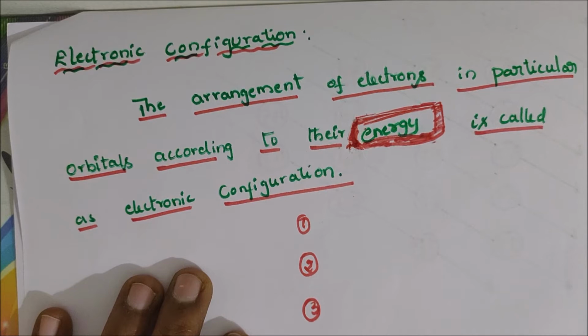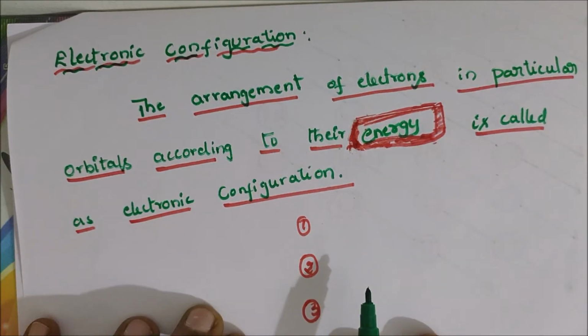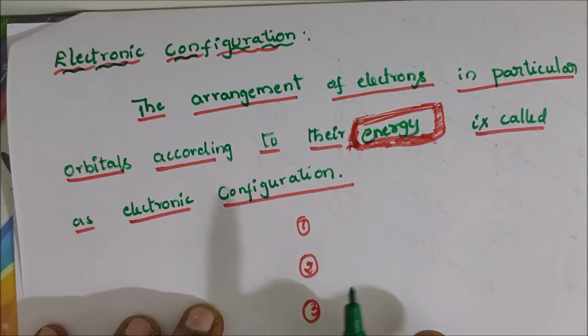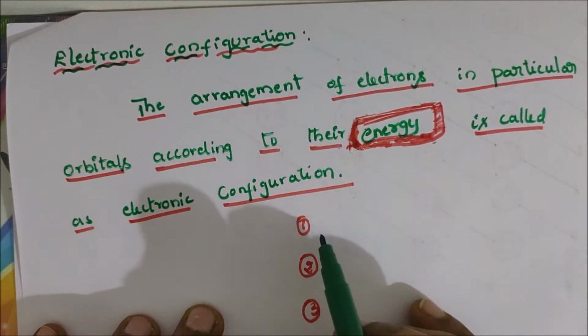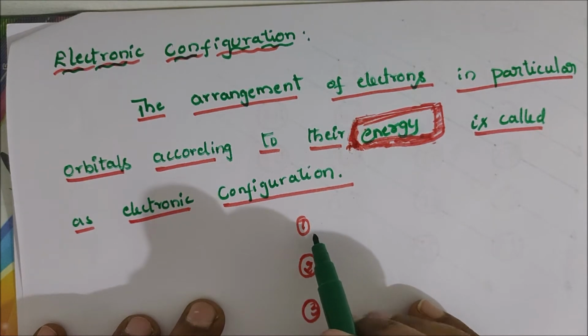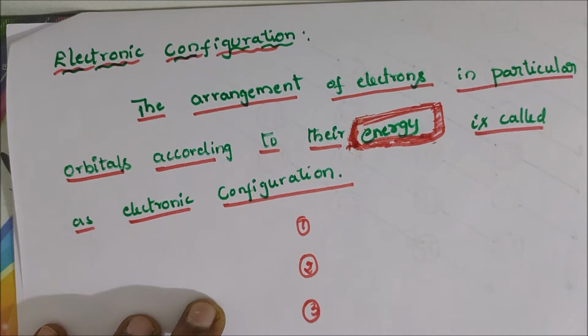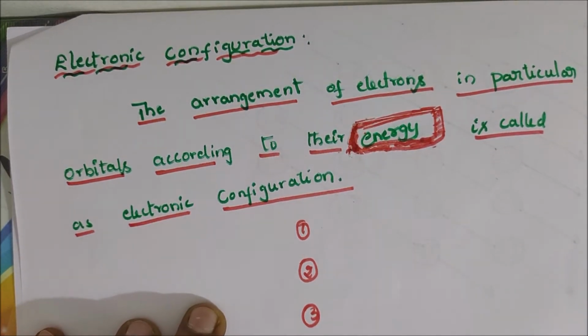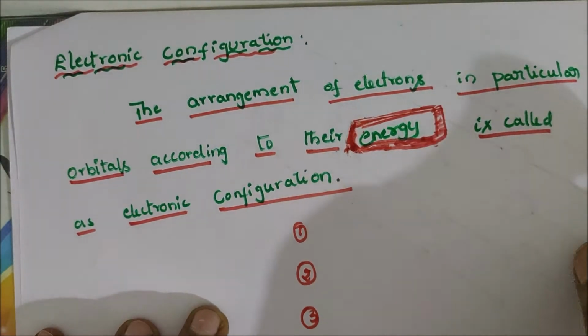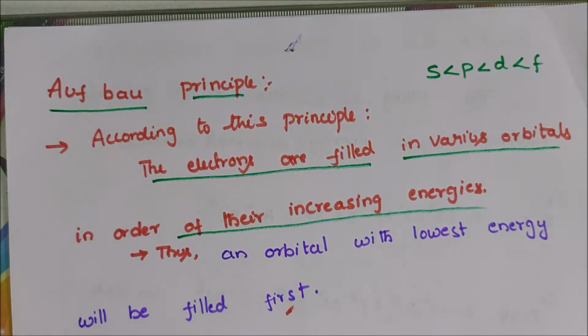The electronic configuration must follow three rules to fill orbitals. The first one is the Aufbau rule, then Hund's rule, and Pauli's exclusion principle. We are discussing them one by one. The first one is the Aufbau principle.